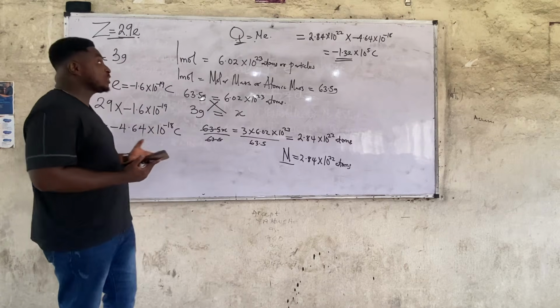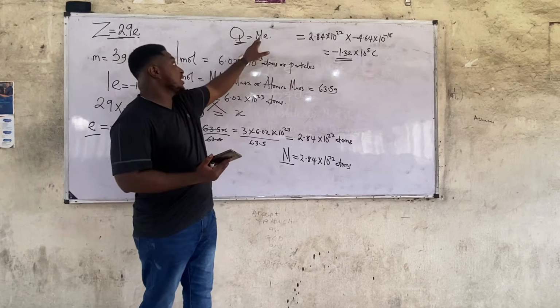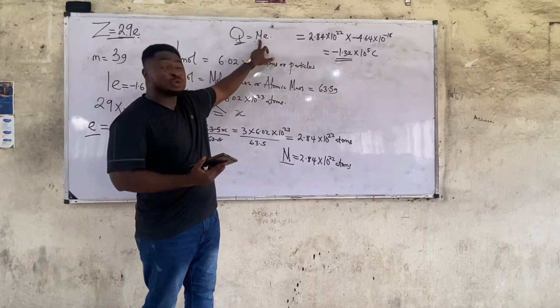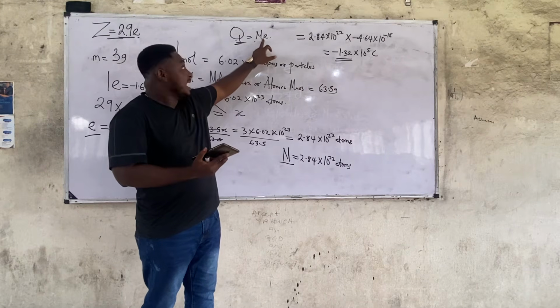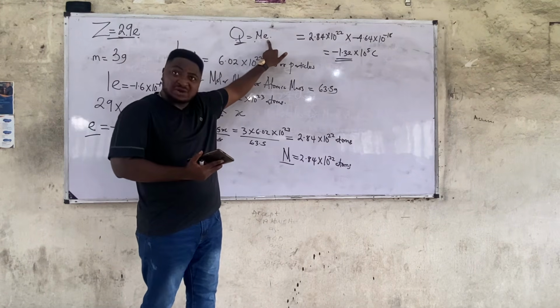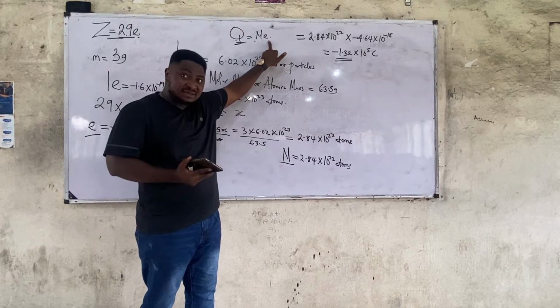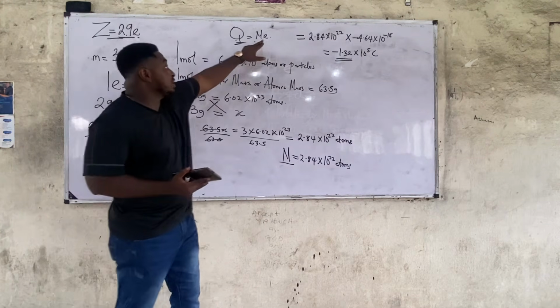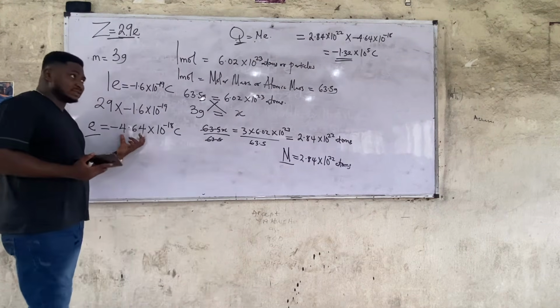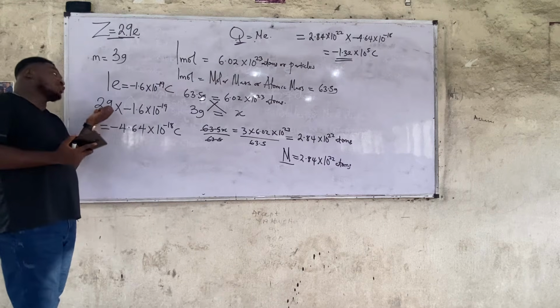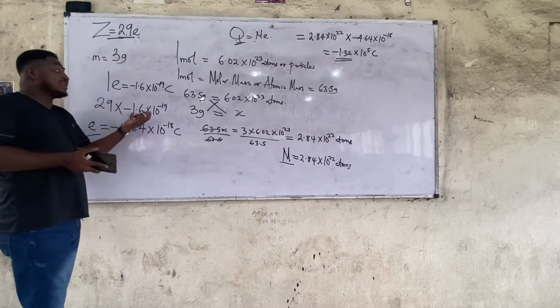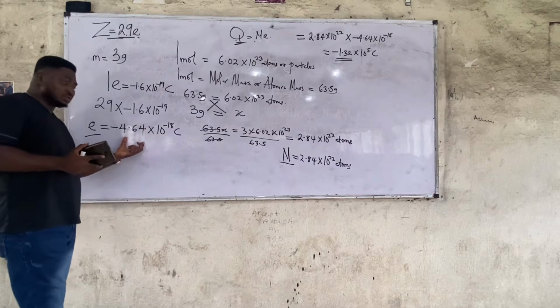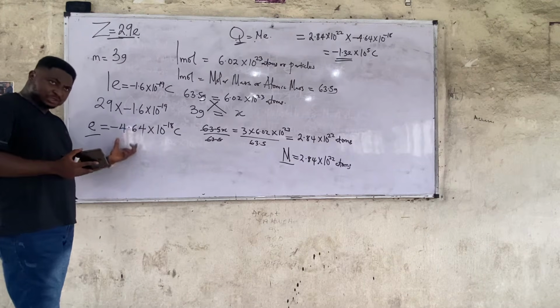Because to get the total quantity of charge, we need the number of particles, the atoms of copper, and the electronic charge on all the electrons of copper. The electronic charge on all the electrons of copper is what we got here, class. We got it by multiplying the 29 electrons of copper times the charge on each electron. Total electron charge. Are we together?